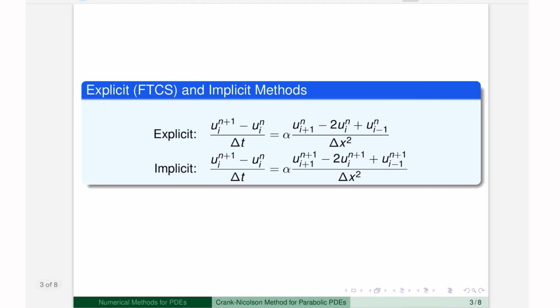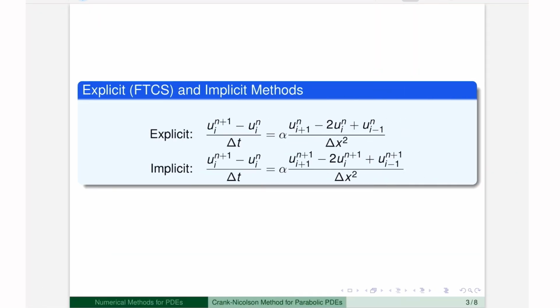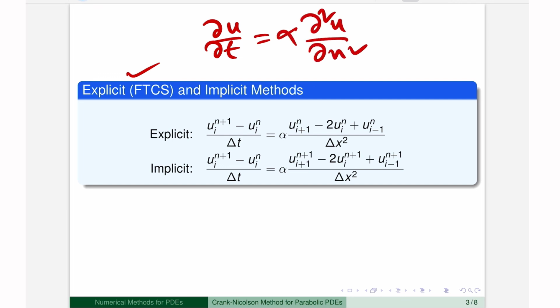Based on that, before going further, let us look at the explicit and implicit methods. We know that the heat equation is ∂u/∂t equal to alpha ∂²u/∂x². If we use the explicit method, we can write (u_i^(n+1) minus u_i^n) over Δt is equal to alpha (u_(i+1)^n minus 2u_i^n plus u_(i-1)^n) over Δx². This is the explicit scheme.